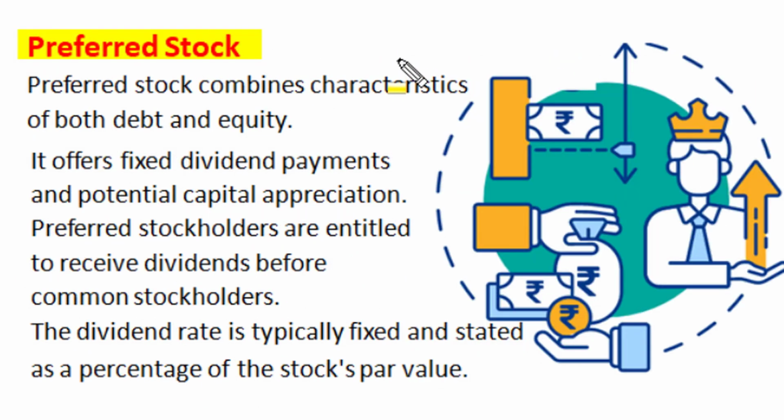Preferred stock is another form of equity financing, and in fact preferred stock combines the characteristics of both debt financing and equity financing. Preferred stock offers a fixed dividend payment to investors and it also involves potential capital appreciation of stocks, but there is no obligation for repayment of the principal amount as in debt financing. These preferred stockholder investors are entitled to receive dividends before a common stockholder. So they get a preference in dividend payment, and the dividend rate is typically fixed, and generally it is stated as a certain percentage of the stock par value.